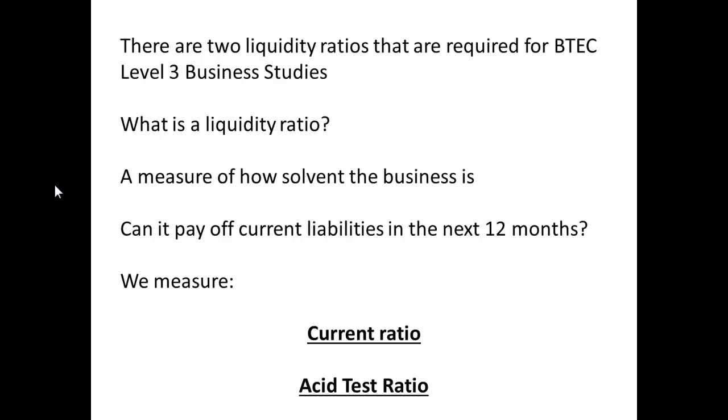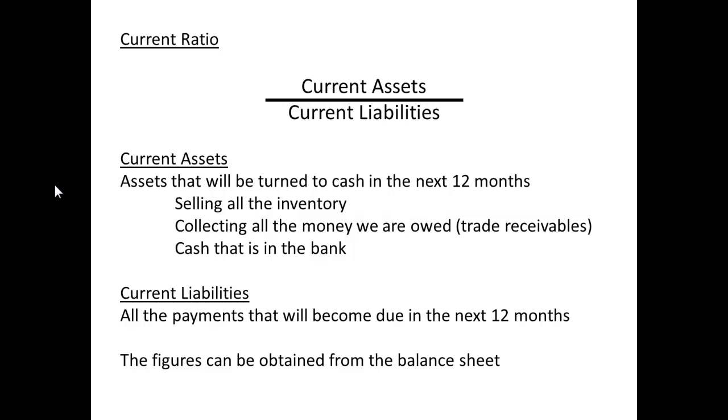So, first of all, what are we looking at when we look at liquidity ratios? What we're looking at is basically how solvent a business really is. Can it pay off what it owes with what it's got, if you like? Can all the liabilities be paid off in the next 12 months? So we do this by measuring two things. We make an assessment based on the current ratio and the acid test ratio.